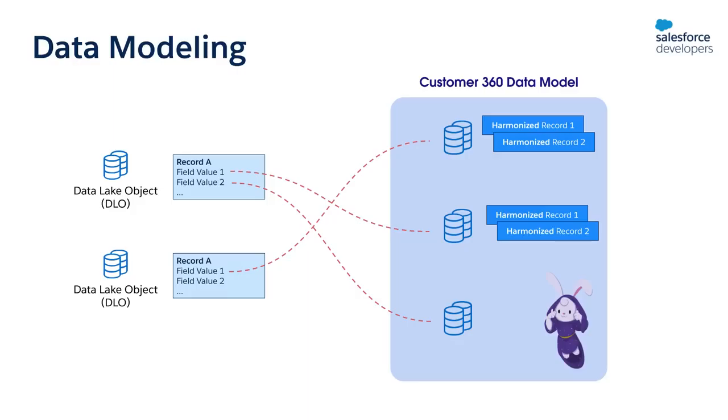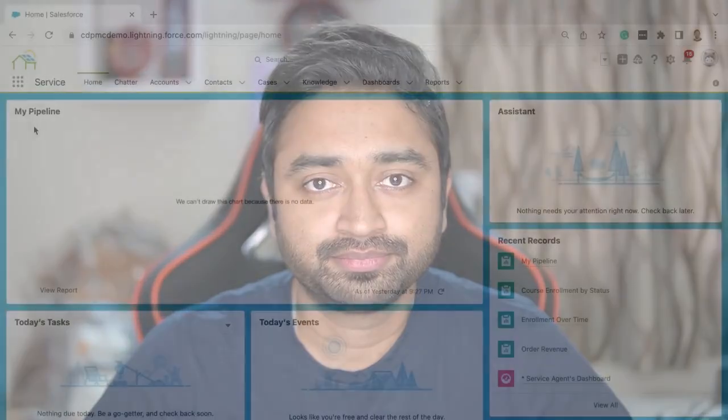Once you've ingested the data, you move on to the data modeling phase. In this phase, the data inside a data lake object is mapped to different objects in the Customer 360 data model. The objects in this data model are called data model objects. You will learn more about these objects and the data modeling phase in further episodes. Let's now look at the data ingestion phase in action. We'll first take a quick look at the Data Cloud UI, and then we'll see how you can connect Data Cloud to a Salesforce org and then bring in its data via data streams.